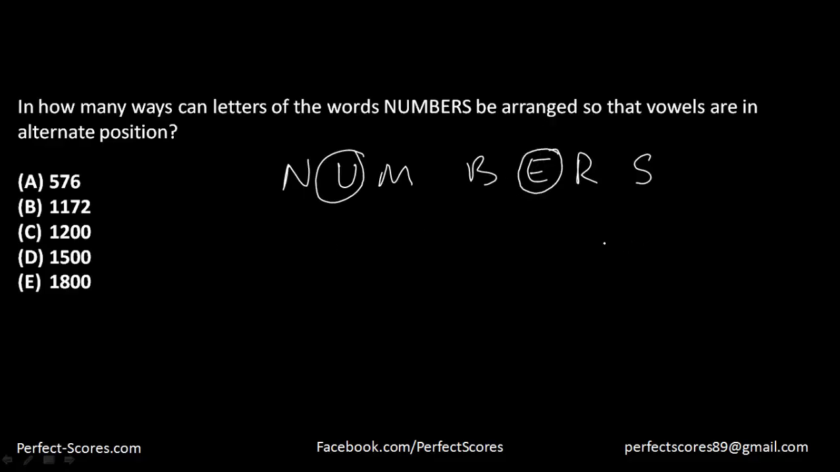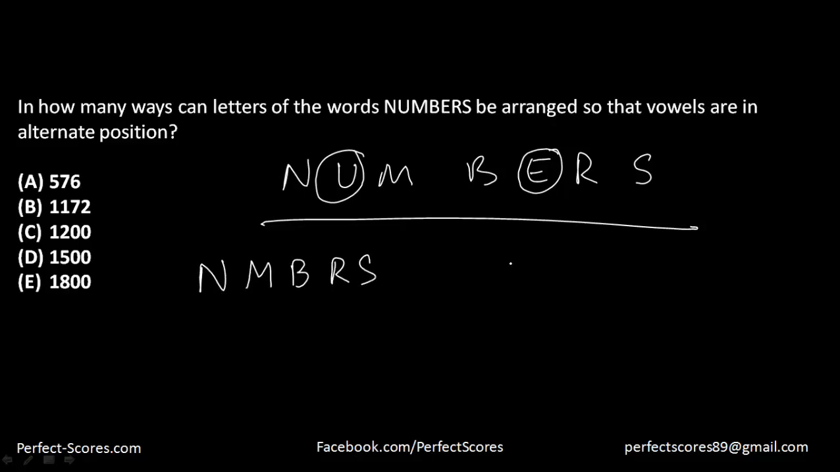So this is a vowel which is there. So you're going to have 2 groups. You're going to have a group of N, M, B, R and S, and you're going to have a group of U and E. And there is going to be one person between U and E. Fine, I don't know which person that is. So there's going to be one person between U and E, and this is one group.